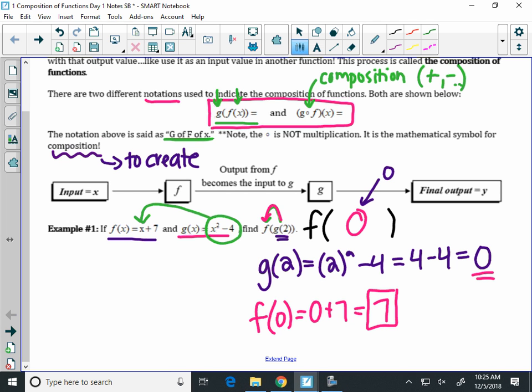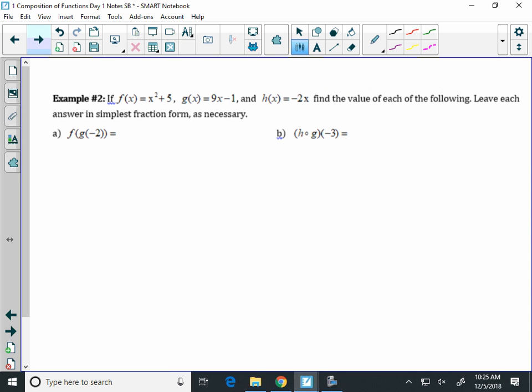All right. If I look at the next one here, example 2, I have two new functions, I'm sorry. F of x is x squared plus 5, I lost my place. And g of x is 9x minus 1, h of x is negative 2x. So I have three functions that I could be looking at here. We're going to keep practicing composition of functions for the next 4 problems.